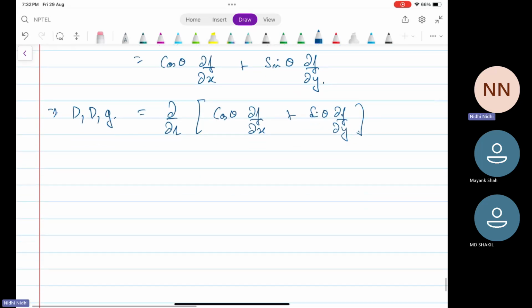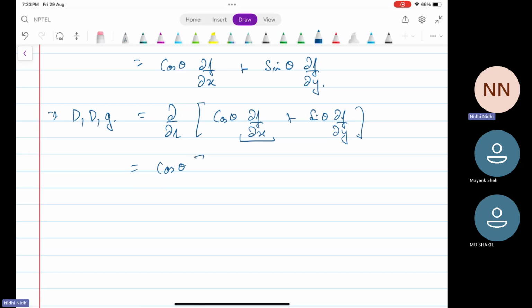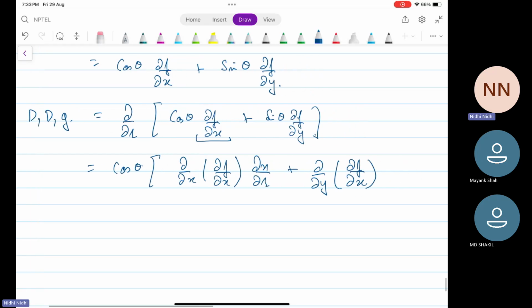Now, cos theta is independent of r. This can be taken outside. Then we need to differentiate this with respect to r. This is a function of x and y. So again, this will be del 2f. So I should write del by del x of del f by del x times del x by del r plus del by del y of del f by del x times del y by del r.